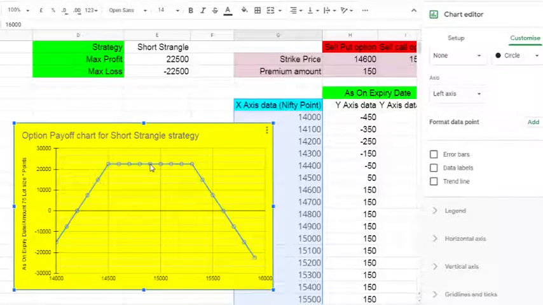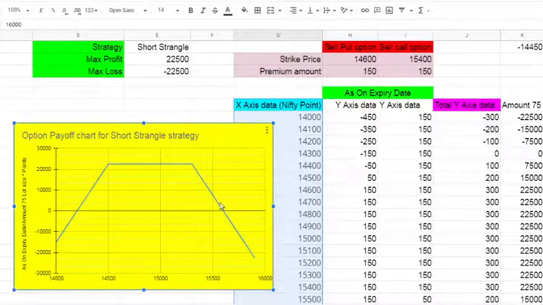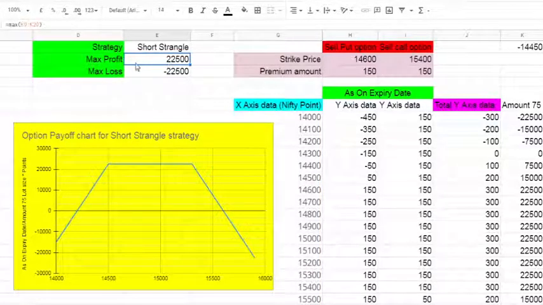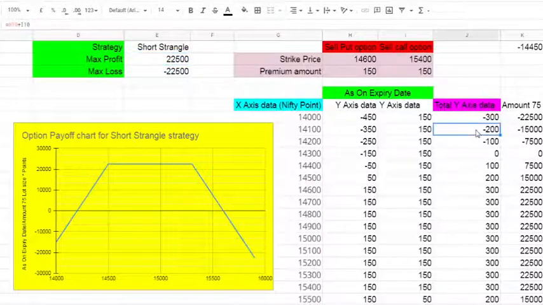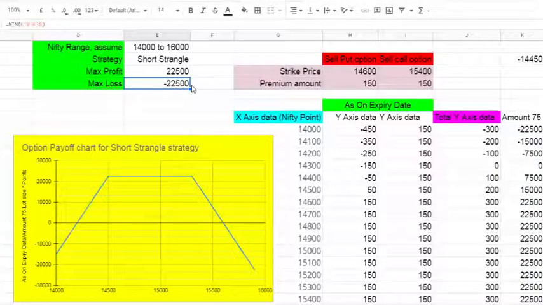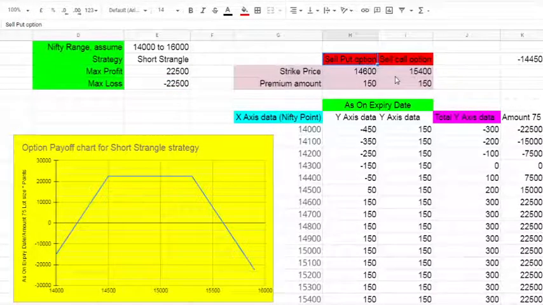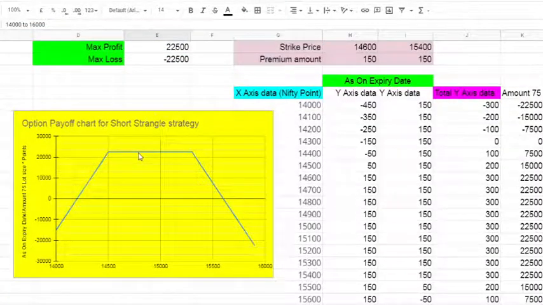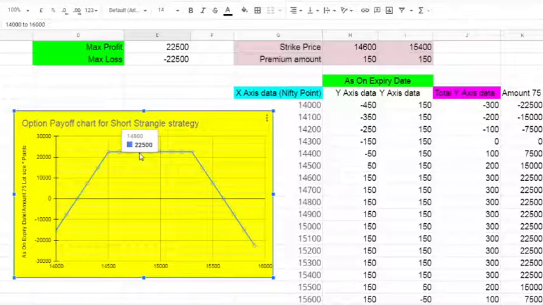You see, my highest profit is, I am just closing this, my highest profit is 22,500. So you can write again one formula here, what is the maximum profit in this range. Okay, and also you can write what is the maximum loss between this range. So you have sold two options. I mean, you have executed the short strangle, and for that short strangle your maximum profit is 22,500 and your maximum loss is 22,500 if the Nifty trades between 14,000 to 16,000. Okay, but at each point what is the profit or loss you can see.